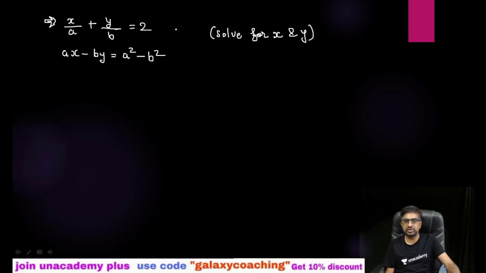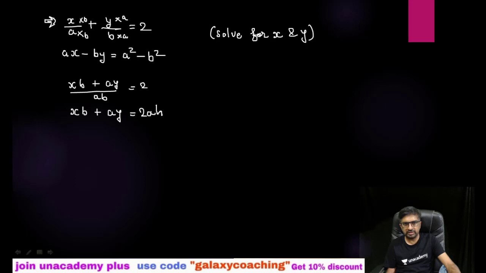First we need to reduce this to some standard form. How? By finding the LCM. So here I am going to multiply this with b and this with a. So what will I get? xb plus ay upon ab equals 2. Take it here, so you will get xb plus ay equals 2ab. And our second equation was ax minus by equals a square minus b square.